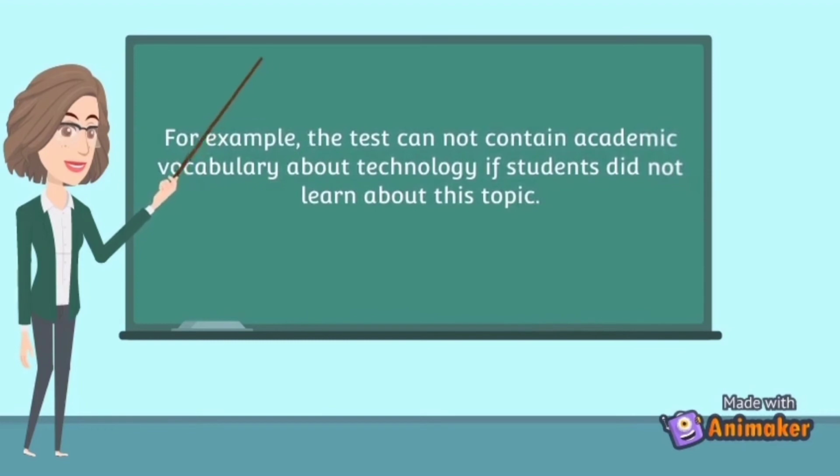For example, the test can contain academic vocabulary about technology if students didn't learn about this topic. If so, this test lacks authenticity. Additionally, an authentic test can be connected to the real world. The target language used is formal and reflects real circumstances. For example, the language used in cartoons cannot be used in real language tests as those words and situations are not real and authentic.